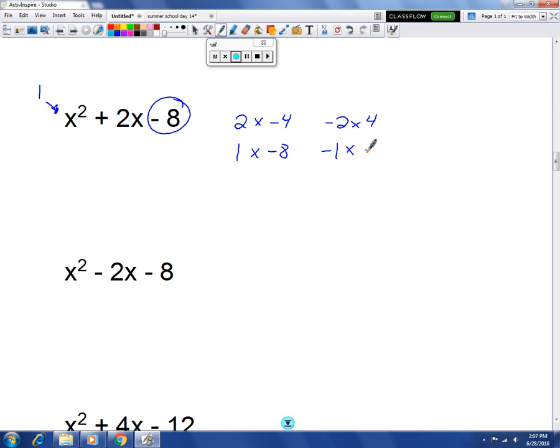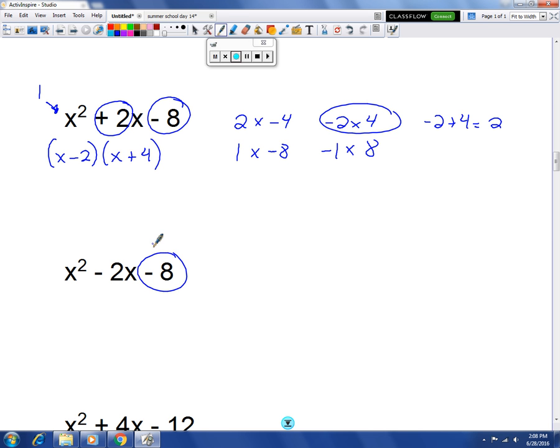That's definitely a legitimate consideration. Alright, looks like we got a positive 2 there. So it looks like these two will add up to a positive 2. So a negative 2 and a positive 4, just write x minus 2, x plus 4.